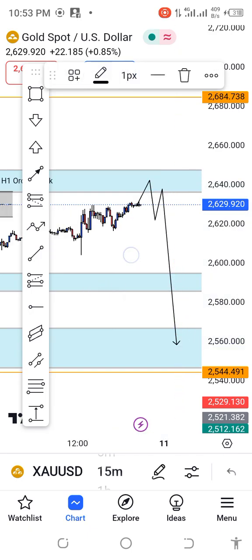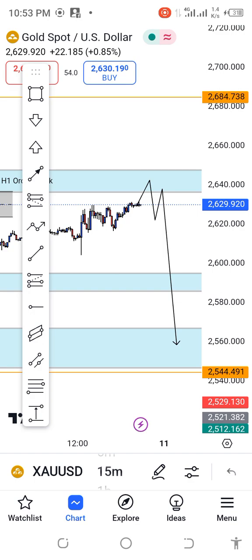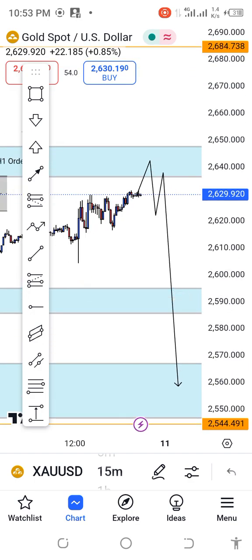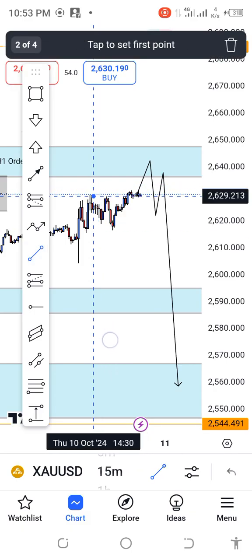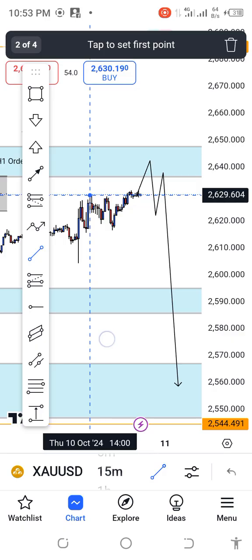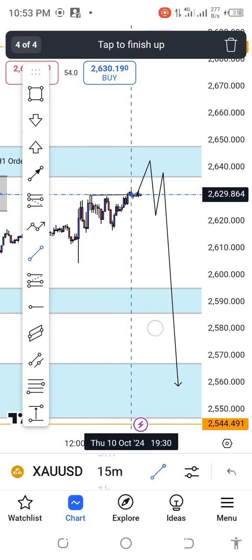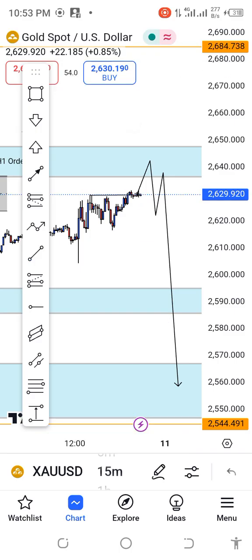But this is the thing that I want you guys to take home with. This is the key stuff I want you guys to take home with. First of all, how do we check this? First of all, we check for our change of character, our sweep of liquidity. Can you see it?